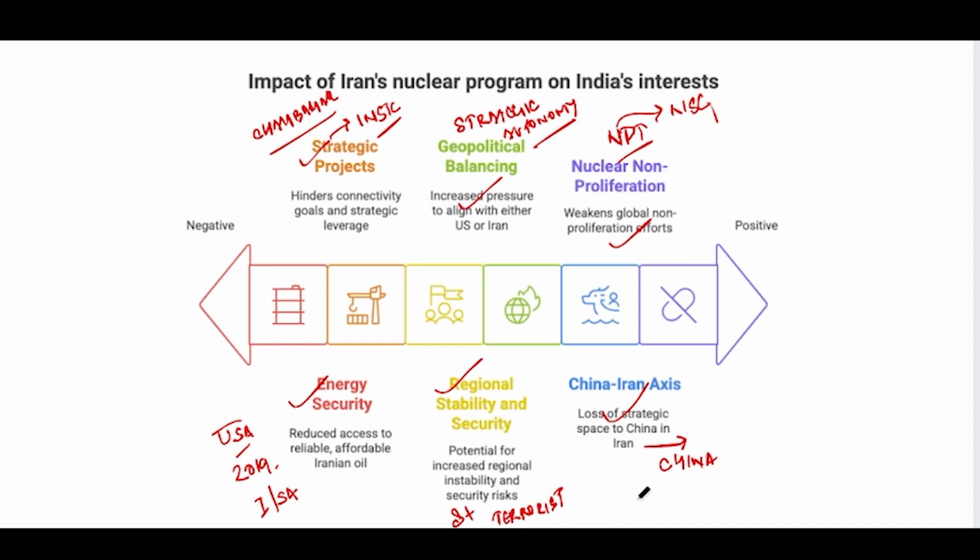Also, China is already sitting at Gwadar airport in Pakistan. Plus, if it manages to get strategic positions in Iran, that could complicate matters for India. So you can see that the best outcome is to have a negotiated settlement between Iran and the Western powers, and that is best for India's interests as well. Let's now move on to the next discussion.